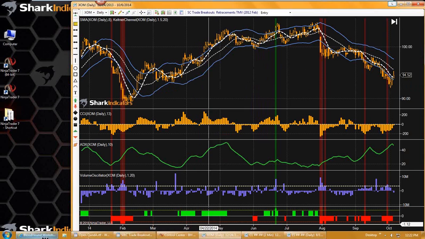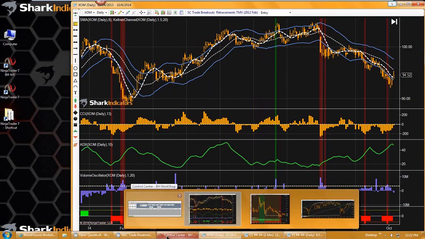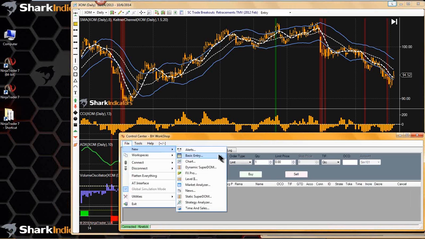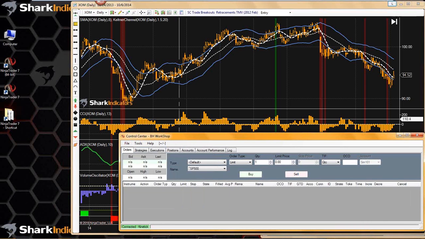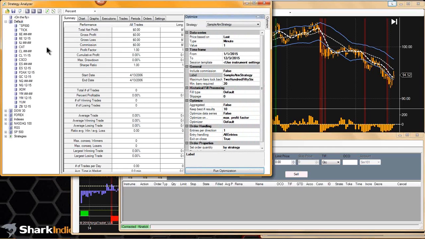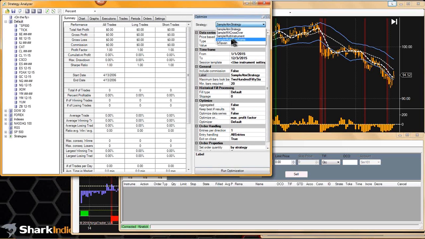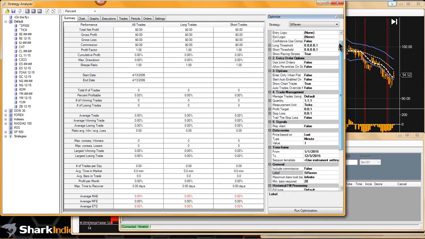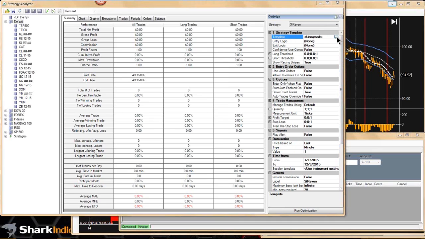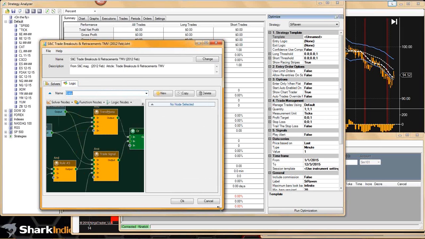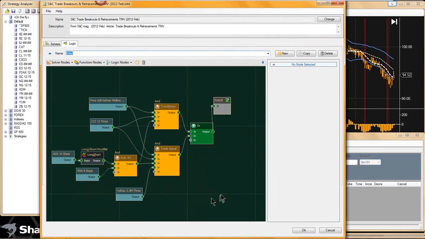Actually, let's see. I'm going to do something different here. Let's pull up the strategy analyzer. All right, and let's do an optimization here. So we can optimize the profit and stop loss targets. So we'll set our strategy to Raven, and we'll just start setting Raven up. Alright, so let's load up that template. There's our template. And let's just take a look at the logic. Alright, yep, it looks good.